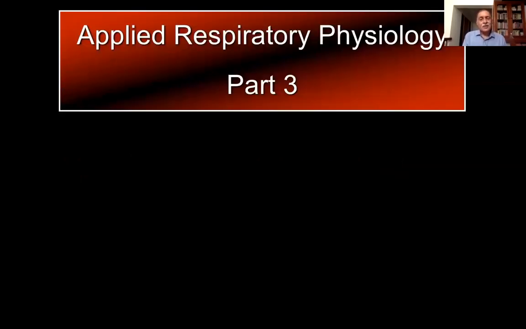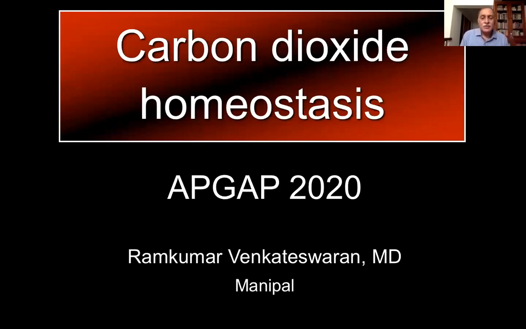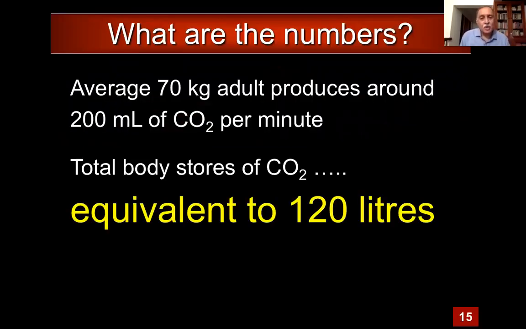So we now come to the last and third part of applied respiratory physiology, which is talking about carbon dioxide homeostasis. Now, what are the numbers we need to remember? An average 70 kg adult produces around 200 ml of carbon dioxide per minute. We take in about 250 ml of oxygen and we breathe out about 200 ml of carbon dioxide every minute. And this results in our producing about 12 liters of carbon dioxide every hour.